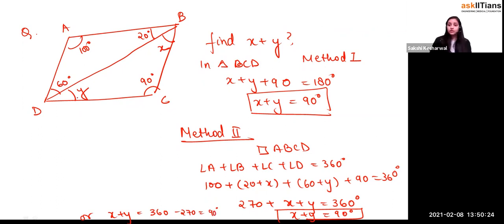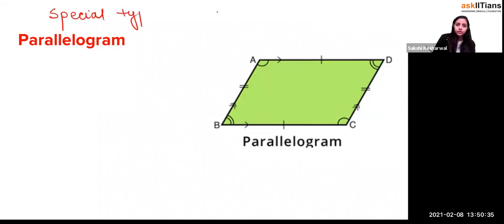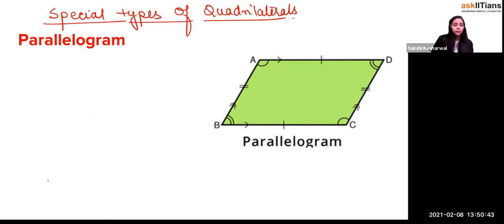Now let's come to what a parallelogram is, right? These are special types of quadrilateral, right? Now see over here, what is a parallelogram? Parallelogram means, if you take a line like this and you take this parallel line, right?